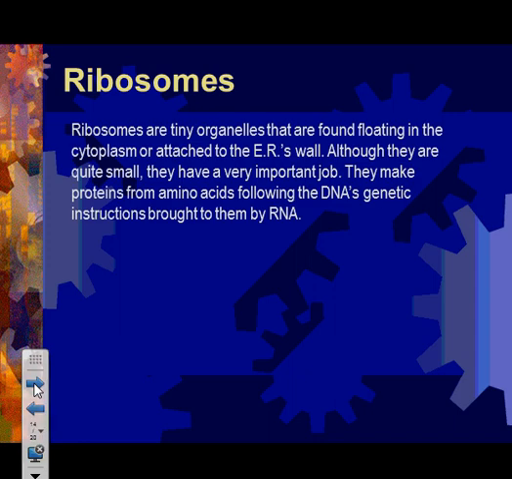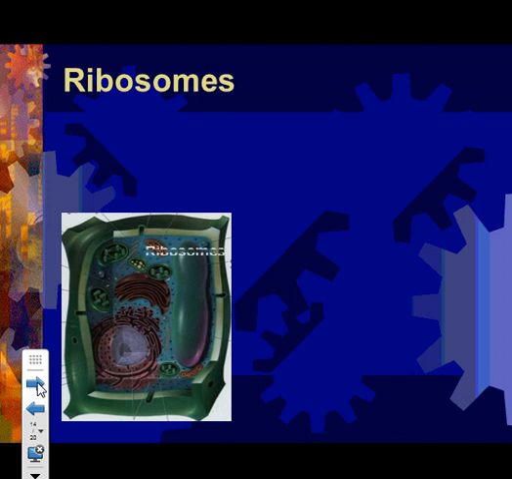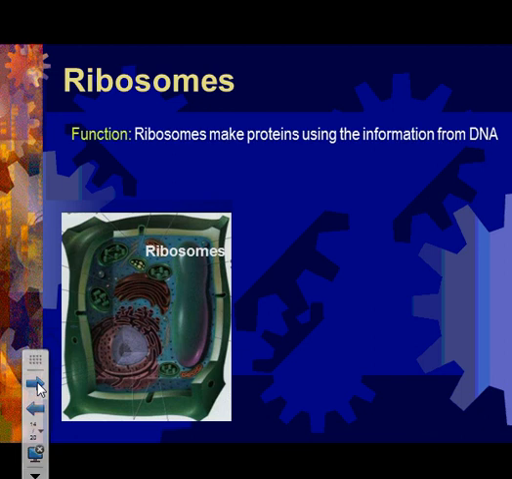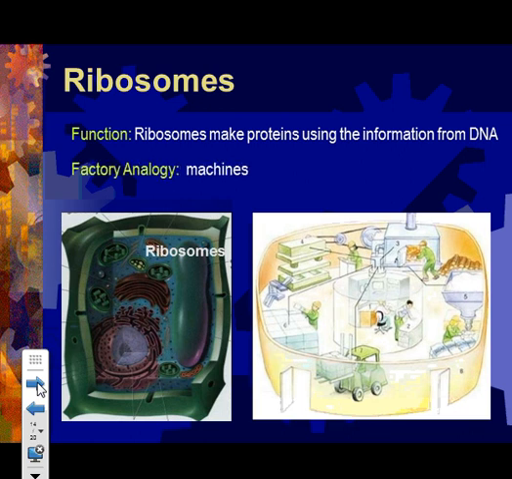Ribosomes. Ribosomes are tiny organelles that are found floating in the cytoplasm or attached to the endoplasmic reticulum's wall. That would be then called rough endoplasmic reticulum. Although they are quite small, they have a very important job. They make proteins from amino acids following the DNA's genetic instructions brought to them by the RNA. So here's what you need to write down. Here are some ribosomes. They're the tiny little dots that you see here in the cell. Their function is to make proteins using information from DNA. In our cell factory, they would be like the machines.